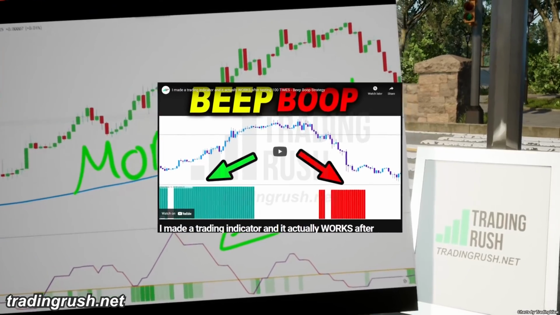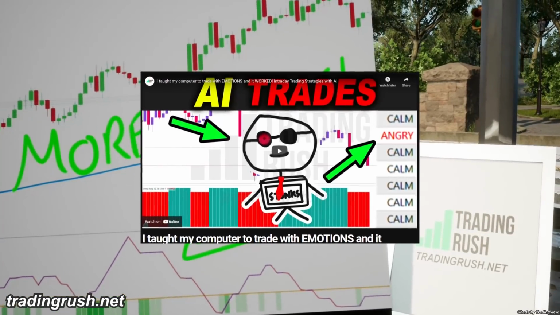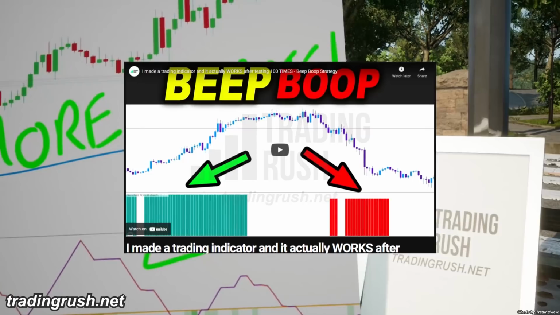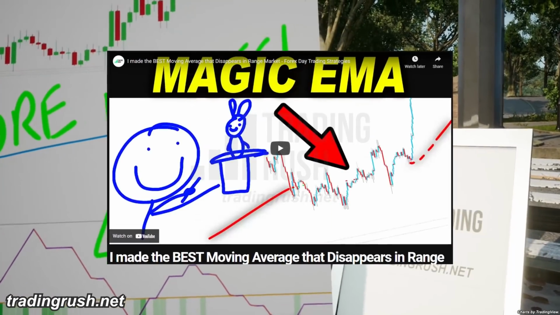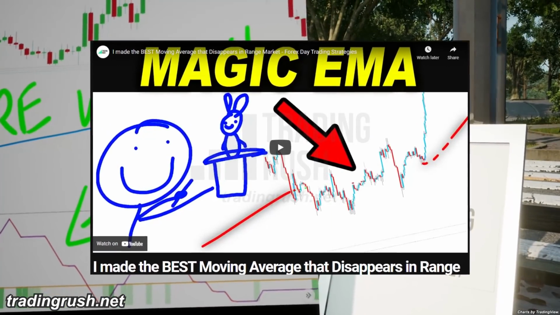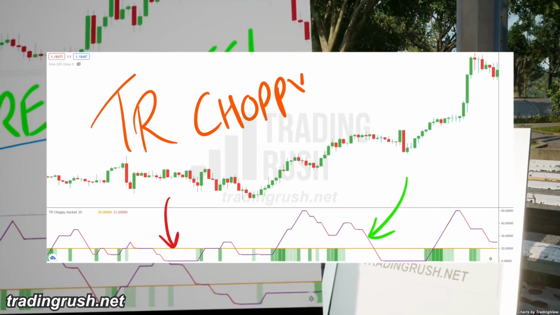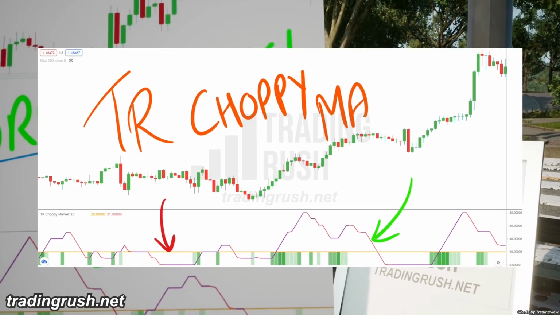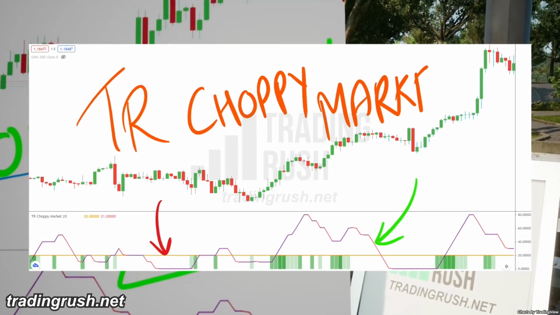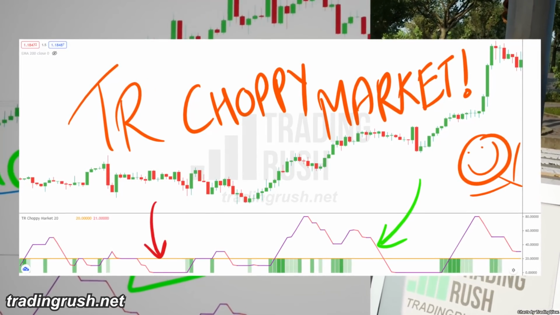First, we created the beep boop indicator in the AI trades video, and it was surprisingly good. Then we created the Trading Rush moving average that disappears in the range market, and now, introducing the Trading Rush Choppy Market indicator, which disappears in the choppy market, and even shows the strength of the good market.